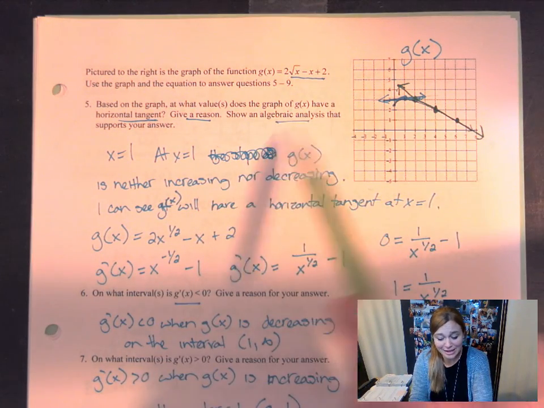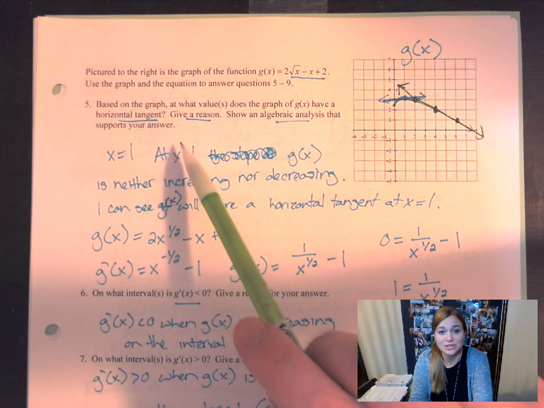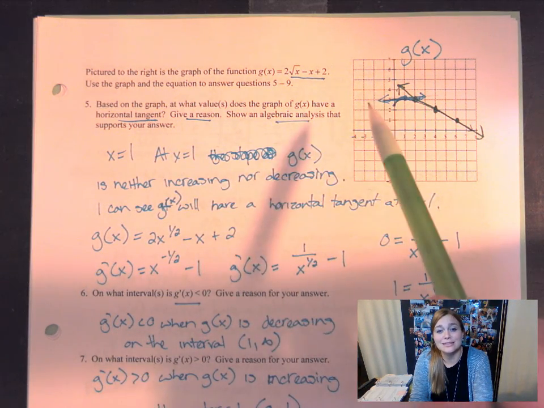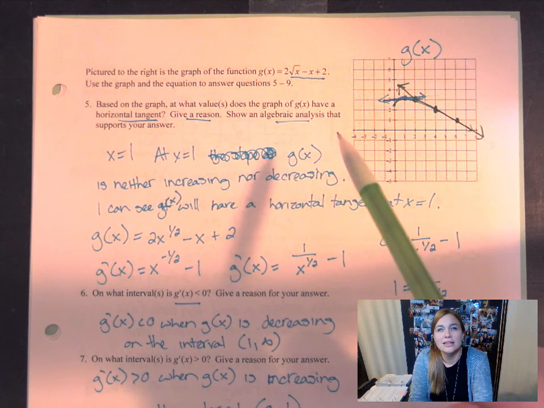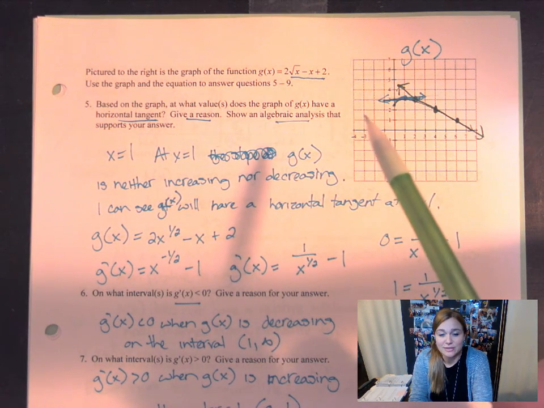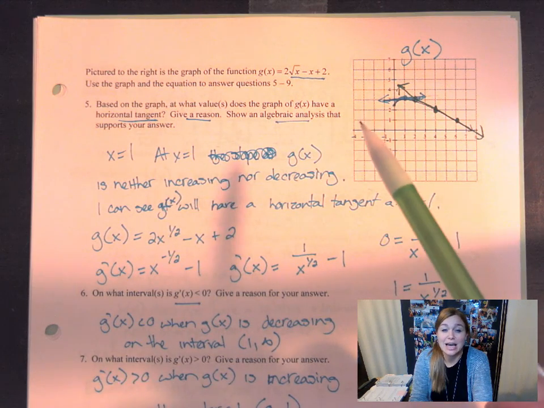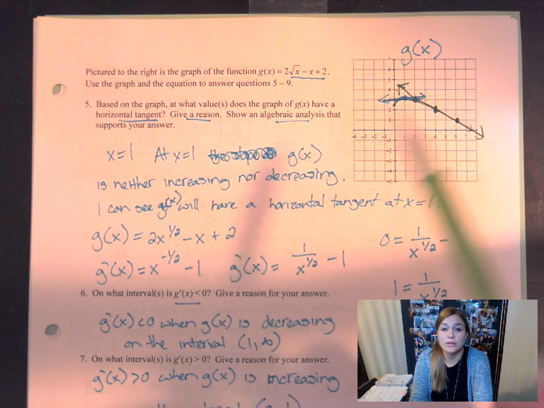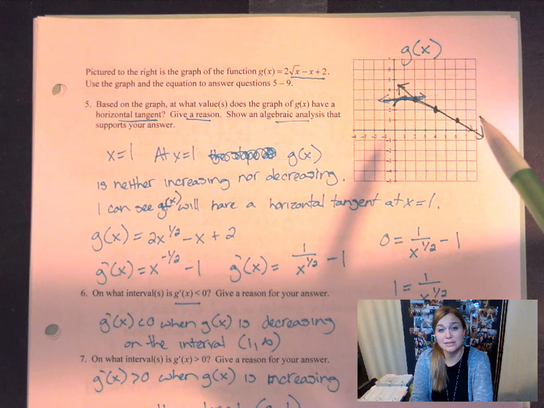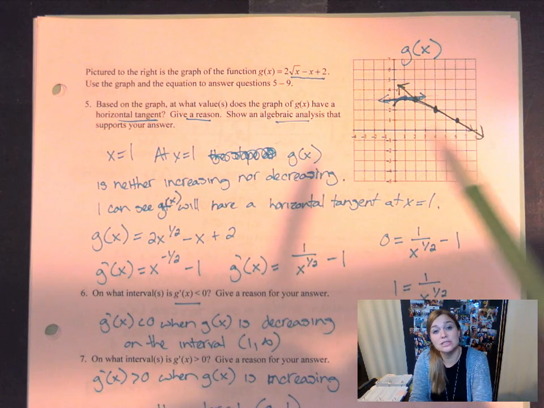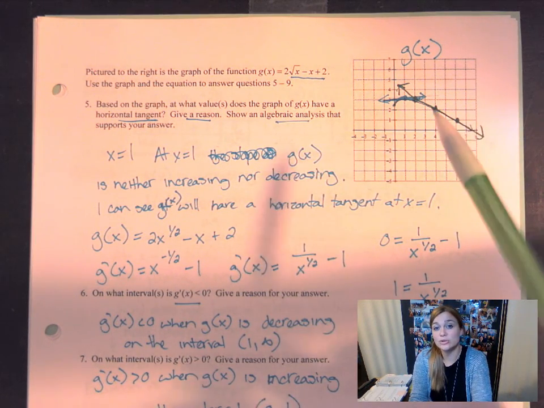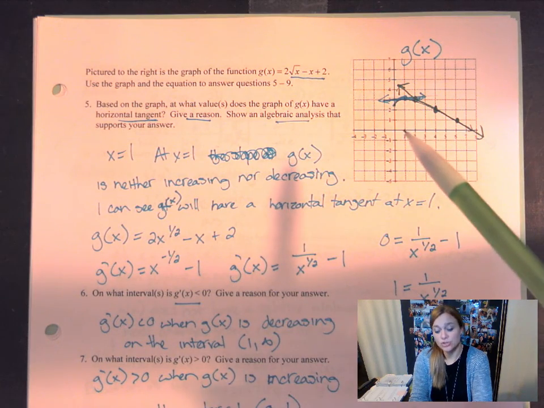And then it says show an algebraic analysis that supports your answer. An algebraic analysis, so let's think about this. If I have a horizontal tangent, the slope of the tangent is the same thing as saying I have a zero slope. So a zero slope on g of x. 0 equals the slope of the tangent. And we know slope of the tangent is the derivative.